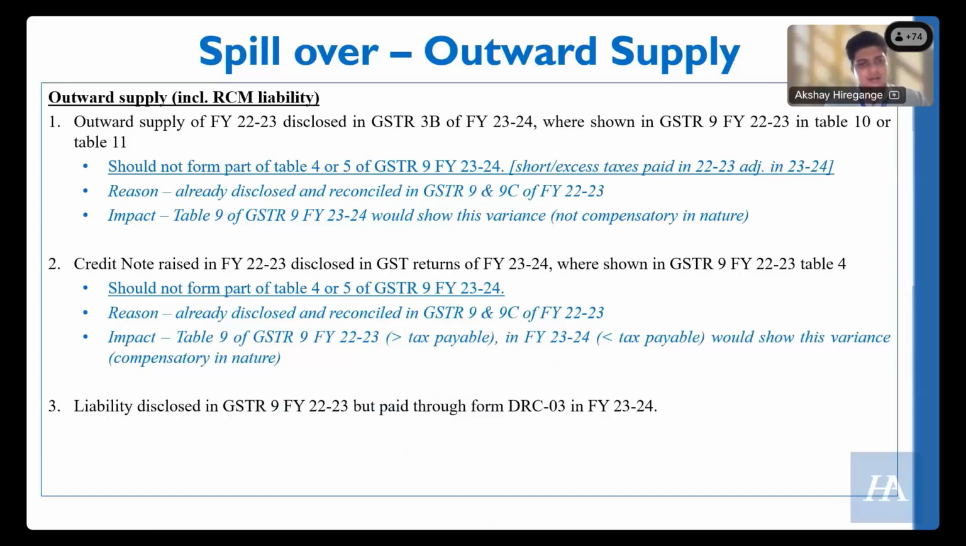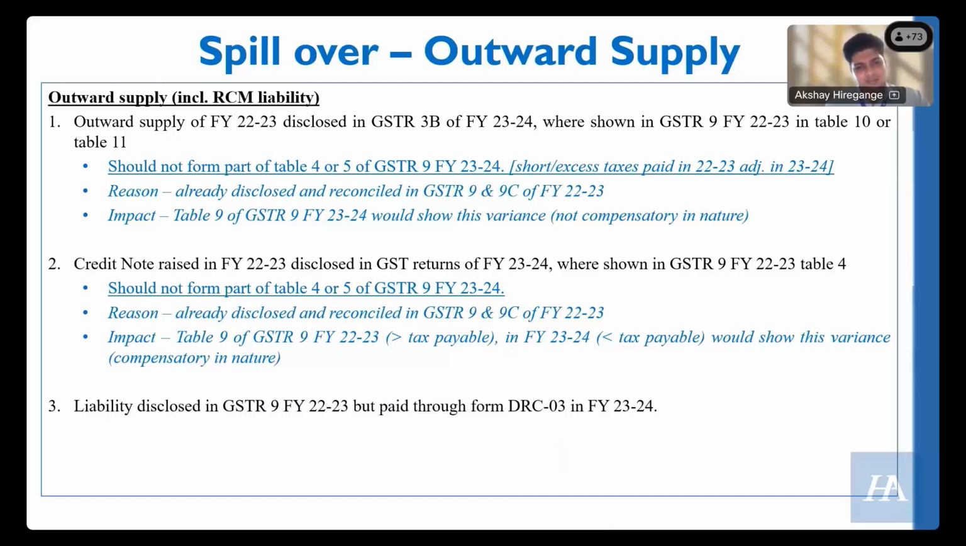Next, we have a credit note which is raised in 22-23, disclosed in the returns of 23-24, where it is shown in the GSTR 9 of 22-23. Like I had earlier mentioned at the start of the PPT, a credit note sometimes is being disclosed because it is in relation to the specified transactions above. In that case, there will be a variance which will arise.